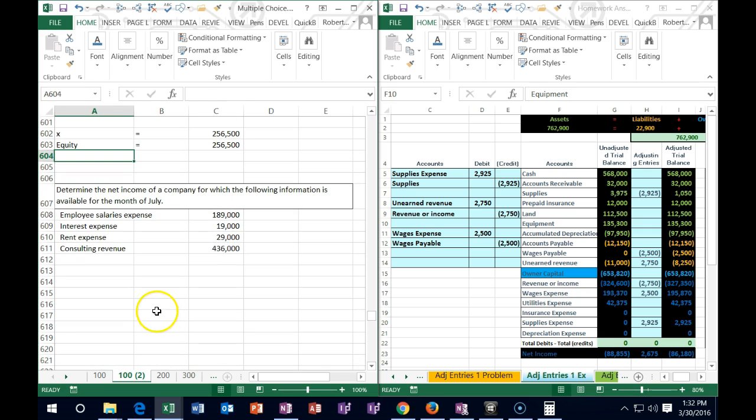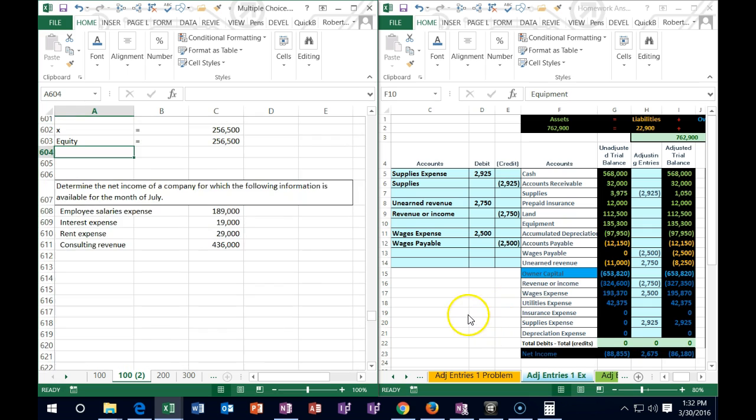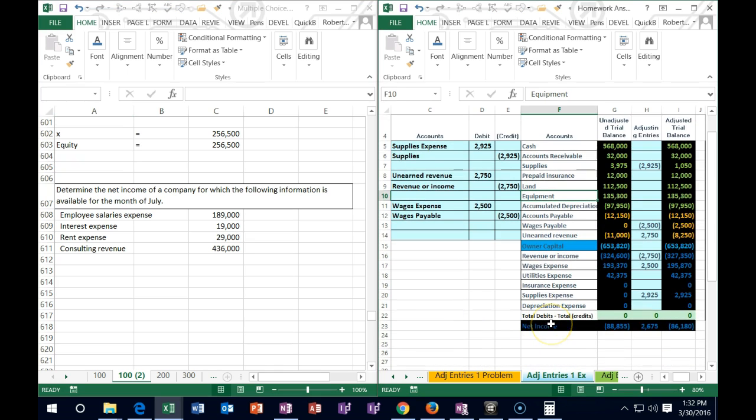We're going to determine the net income of a company for which the following information is available for the month. So employee salary, interest, rent, and consulting revenue. So if we think about net income, we can take a look at our equation over here and say, how do we calculate net income? Well, net income is down here in one of our practice problems. It's income minus expenses. So here's net income.